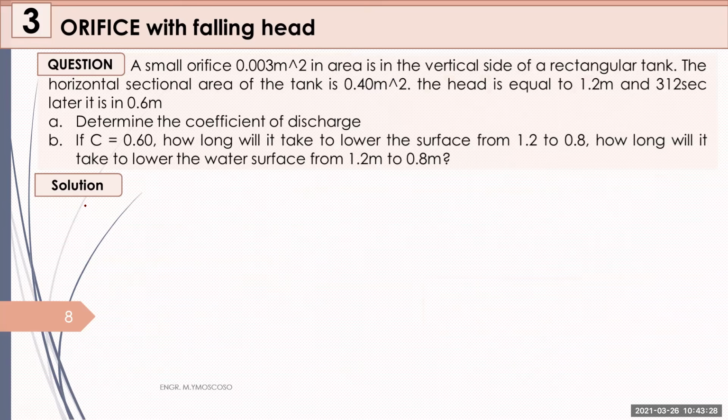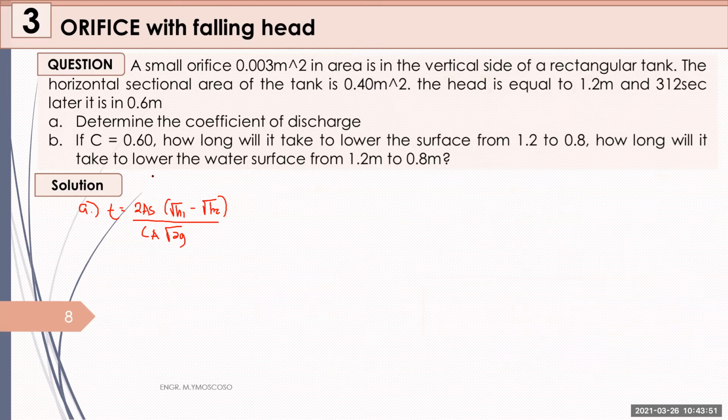So for letter A, sabi niya, let us determine the coefficient of your discharge. So you have a formula for your time: T is equals to 2AS square root of H1 minus square root of H2 divided by CA square root of 2G. Therefore, yung C, yung hinahanap natin.